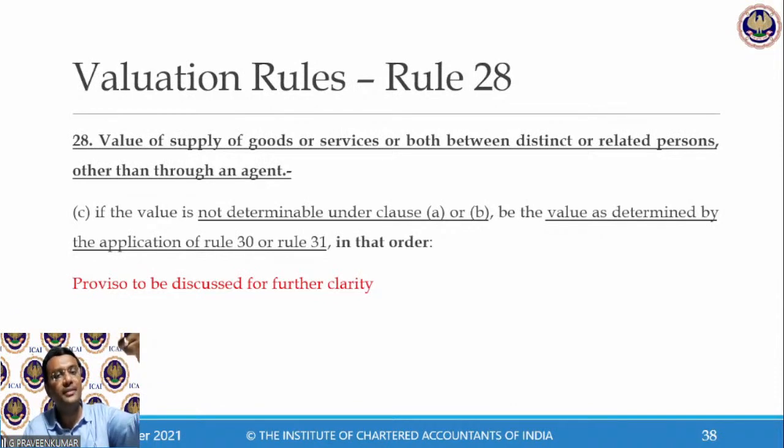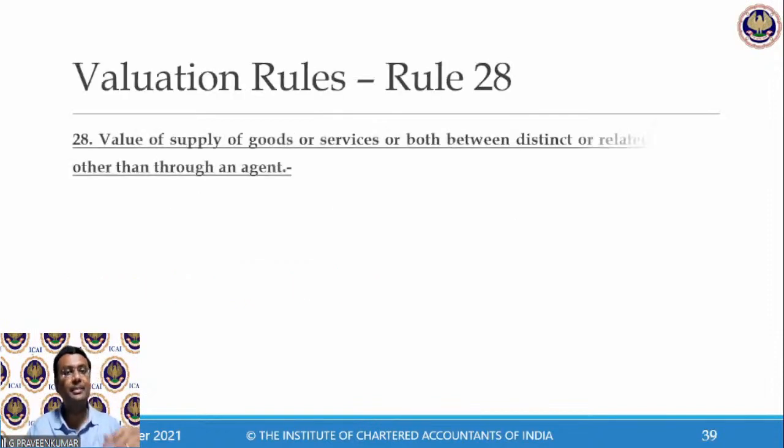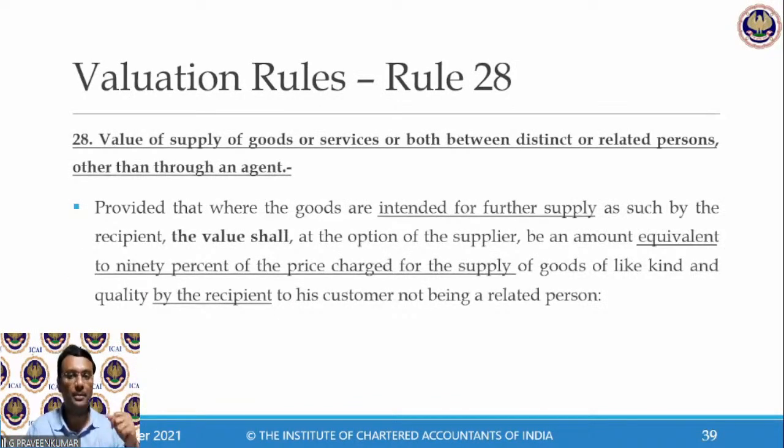That is on the basis of CGST 4. So this is all I have to do with respect to related party transaction. Now, the story doesn't end here. They say, what if the recipient is in a position to take the input tax credit, or if these goods are intended for further supply.